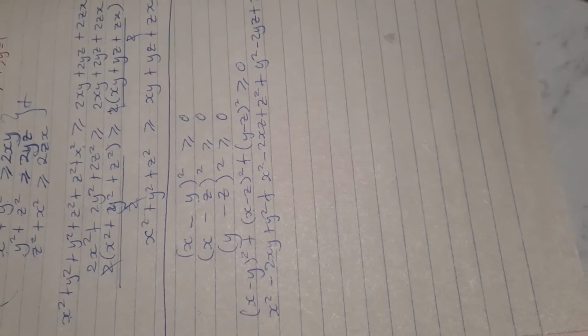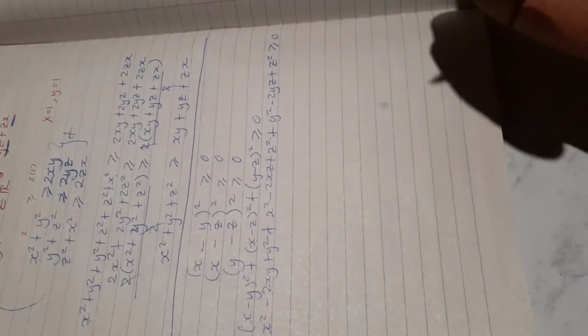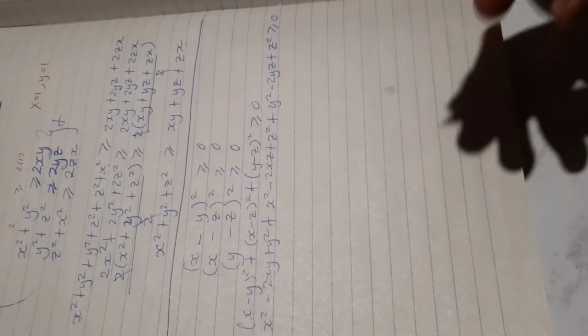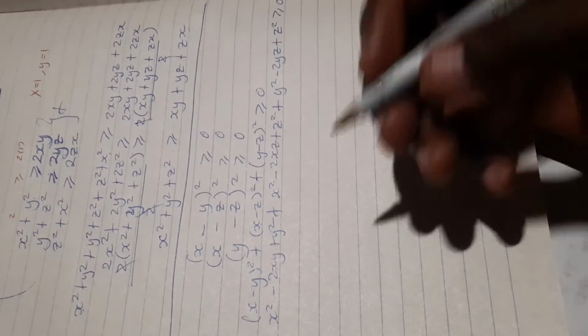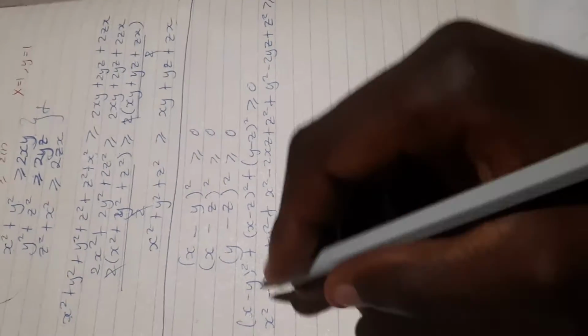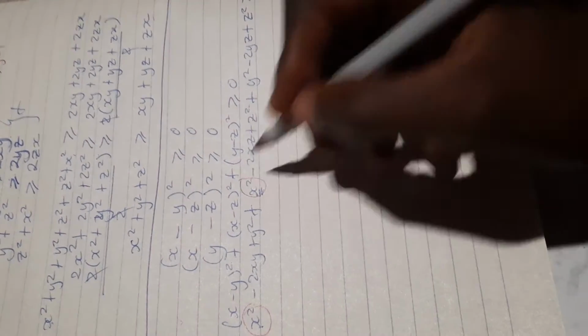Now it's just a matter of collecting like terms. Like terms are the ones which share something in common, like here x squared and x squared share something in common. So we have an x squared and an x squared here. If we add them together, we end up with 2x squared, right?